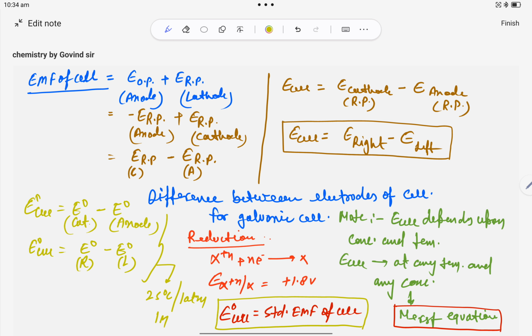So questions related to this we will practice in the next video. So this is all about the concept. In the next video we will discuss the EMF of cell, standard EMF of cell, and how to find it.